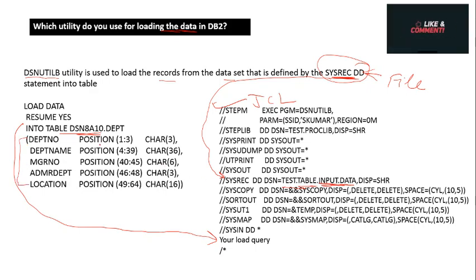You need to give positions, like position 1 to 3 for department id and position 4 to 39 for department name. These are all character types, so you need to give them here. And we can also unload the data using this same utility, DSNUTILB.